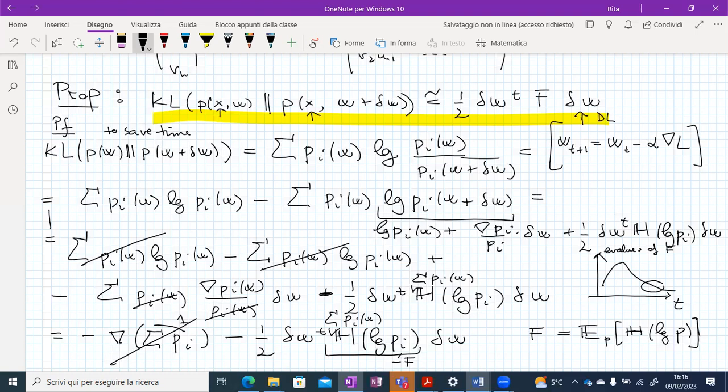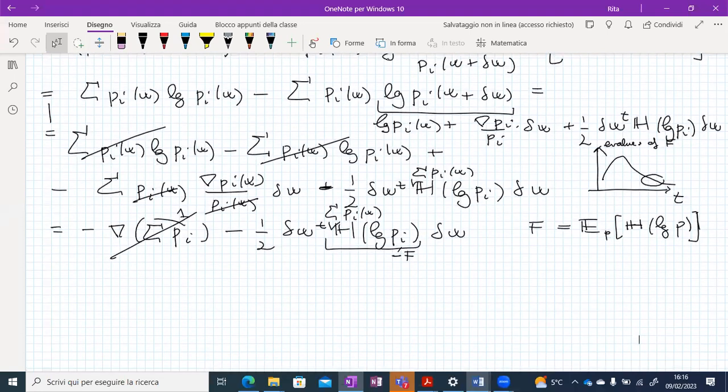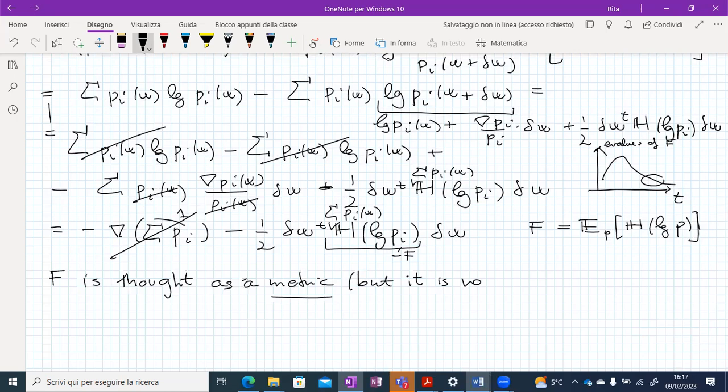Okay, thank you. But coming to the question I received from the audience, perhaps it is worth showing you the bound on the rank. I wasn't sure I was going to do this. F is thought by many as a metric. But it is not, in deep learning.